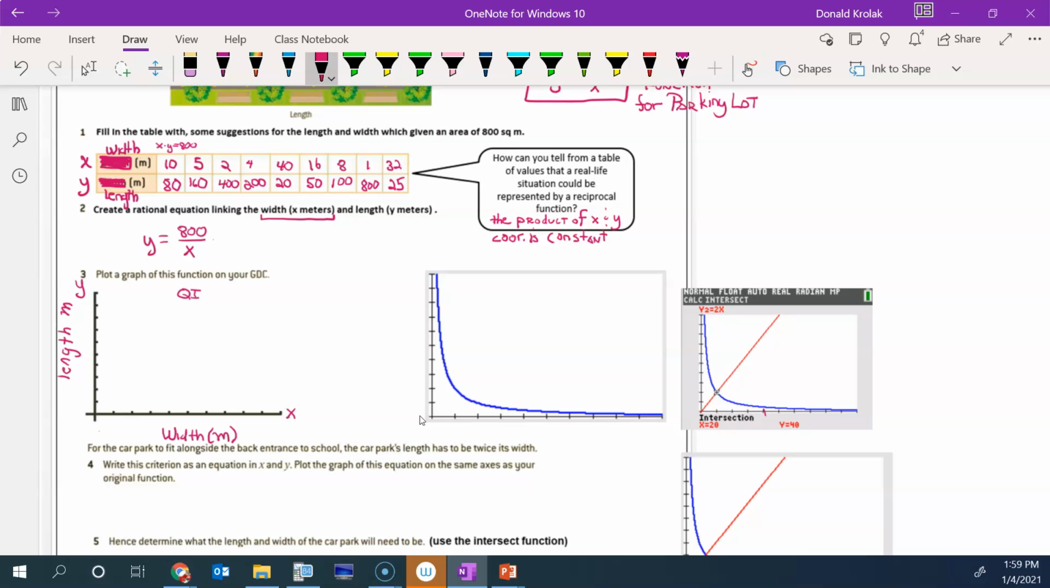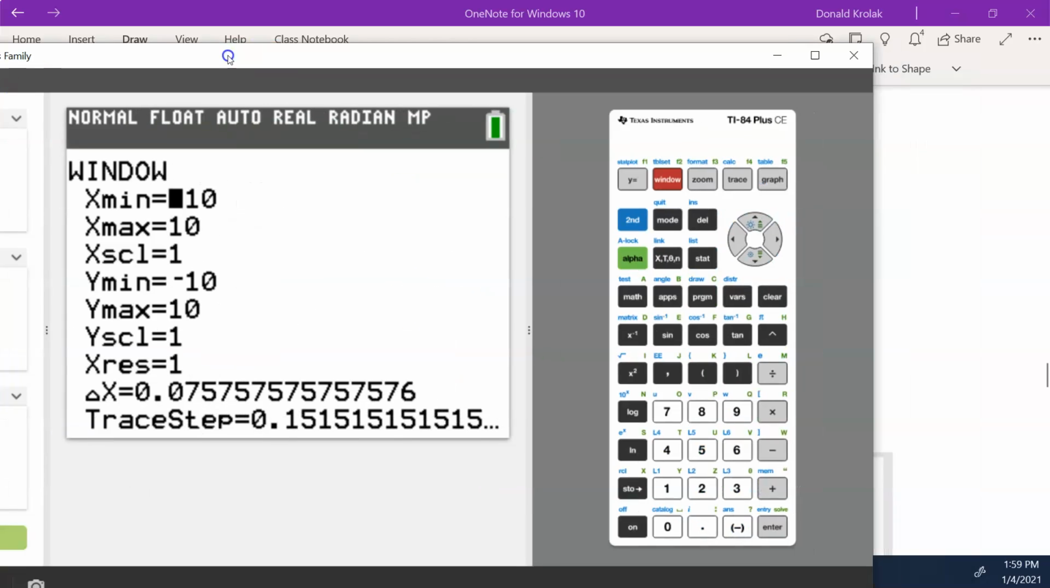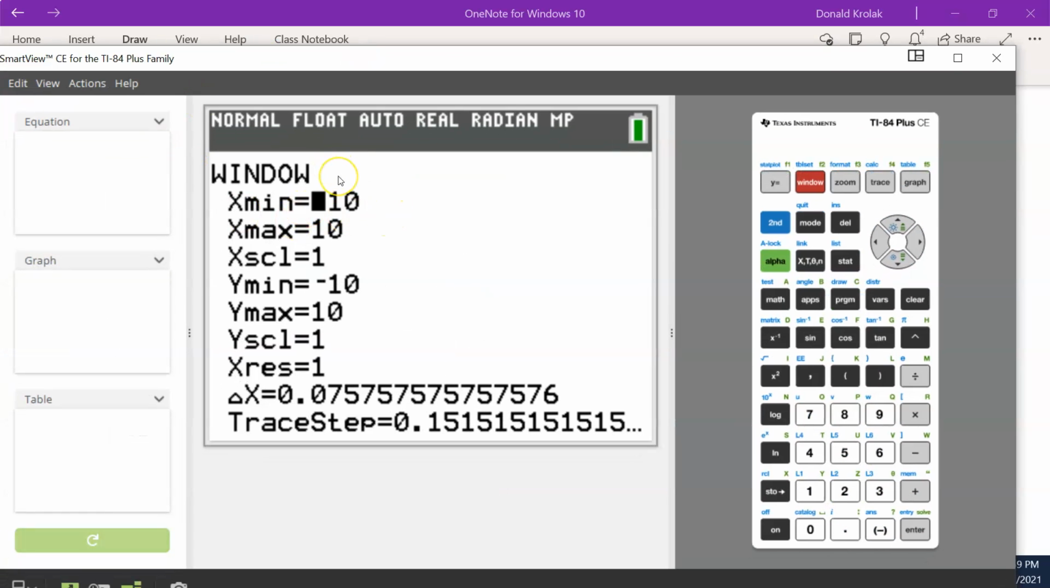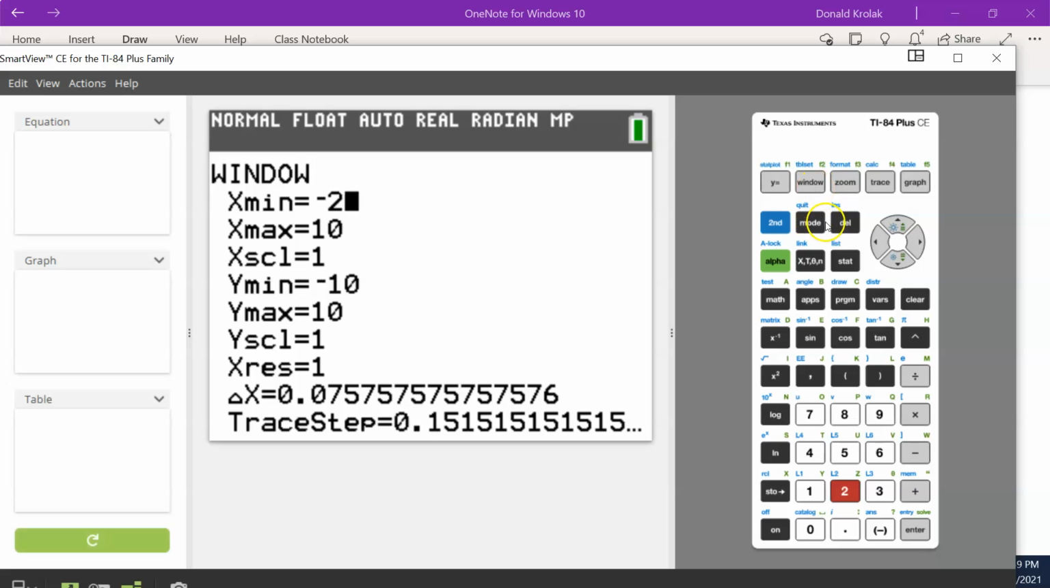Now what we have to do is get an idea what kind of scale we want to use on these axes. And really, a lot of it's just playing around and seeing which one gives you a nice picture of the graph. So if we go back to that, for our X minimum, we don't need any negative numbers. Now, I usually just make this like a -2 so that I can see the axis, but you could make it 0 if you wanted to.